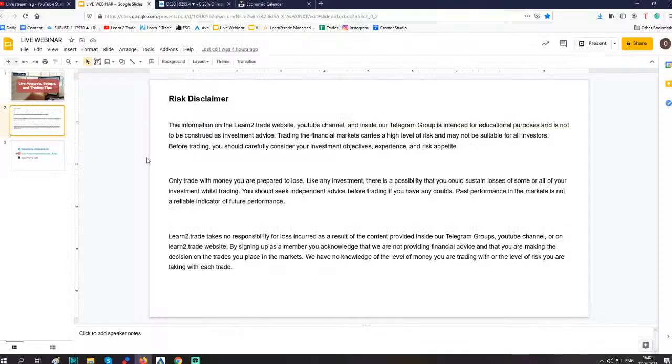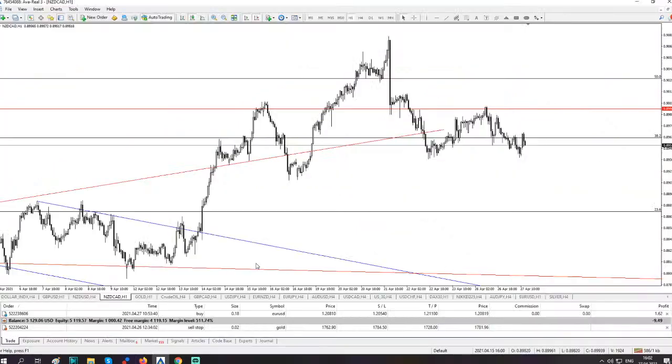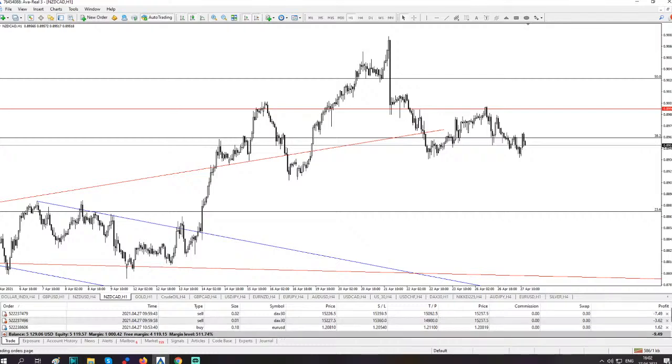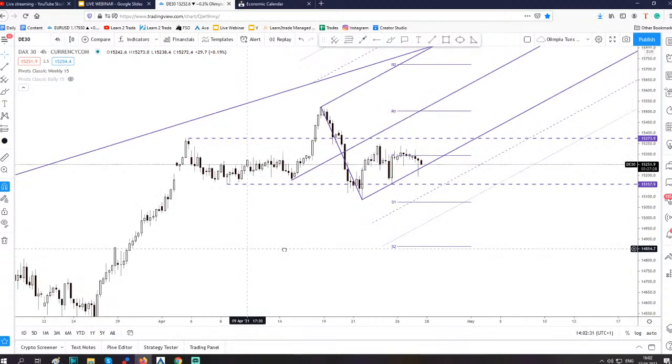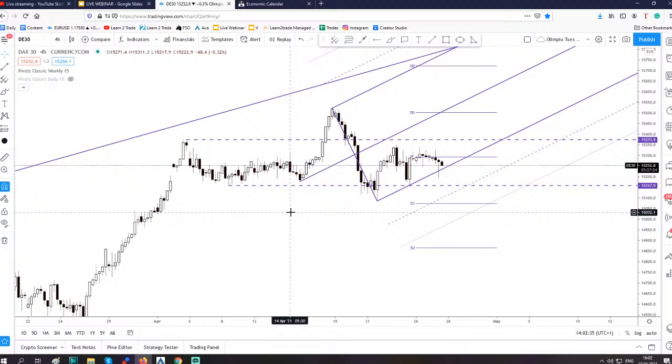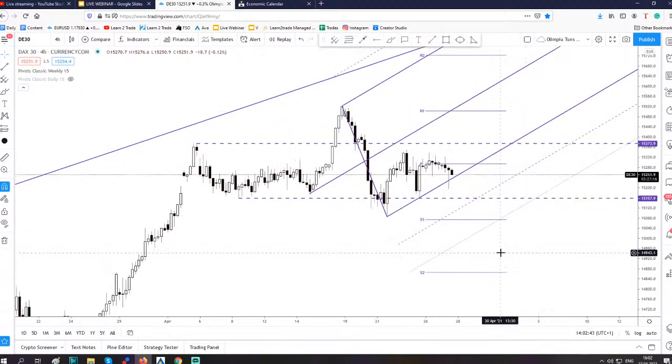Okay guys, let's start with our open positions. As you already know, we have two open positions. We sent the signals into the VIP Telegram group. For those who are not VIP members, you can join our VIP Telegram group by accessing the link posted right below this video. So we have an open position here on DAX 30. It was a sell at market.